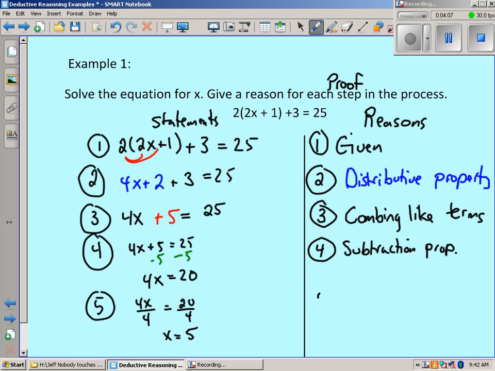And so in order to solve this problem, it took us at least 5 steps. And this is what we're dealing with when we're talking about deductive reasoning. Deductive reasoning is not just solving the problem, it is giving my reason for solving the problem.